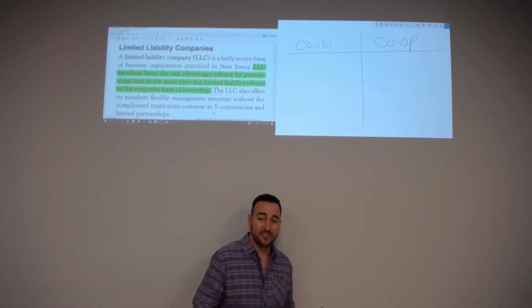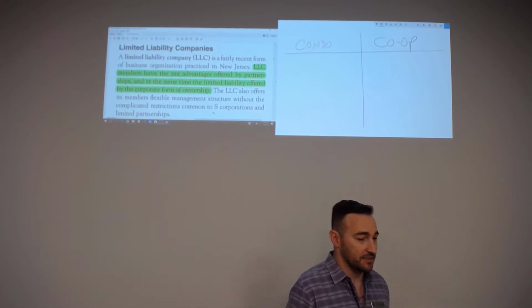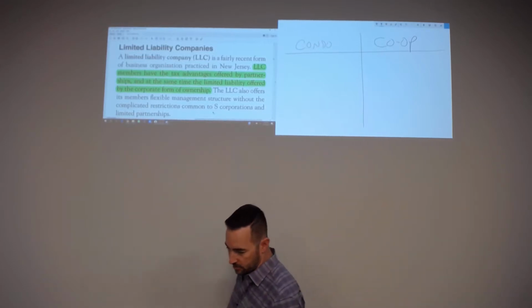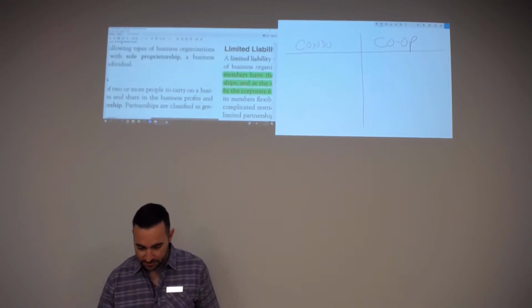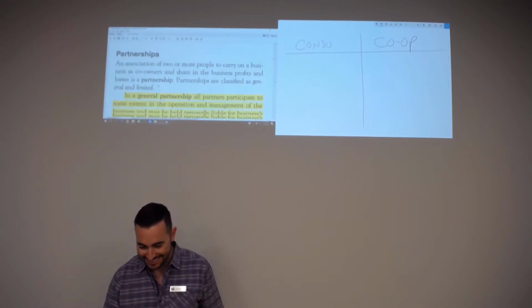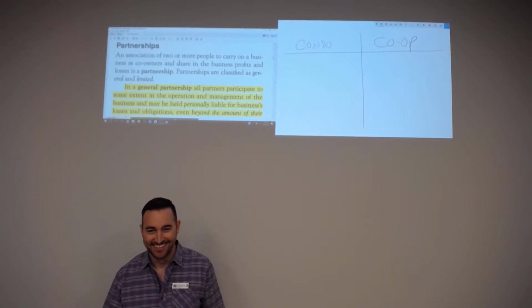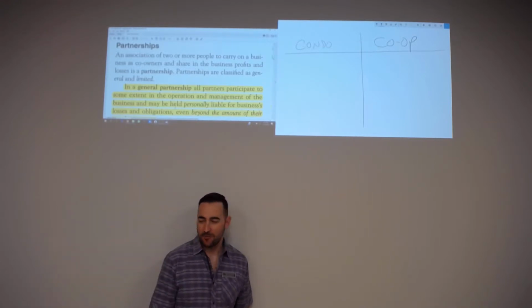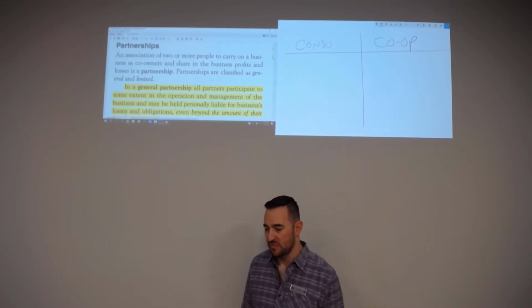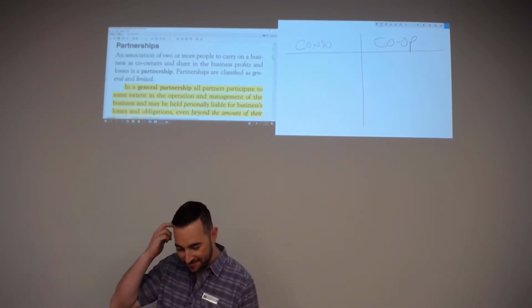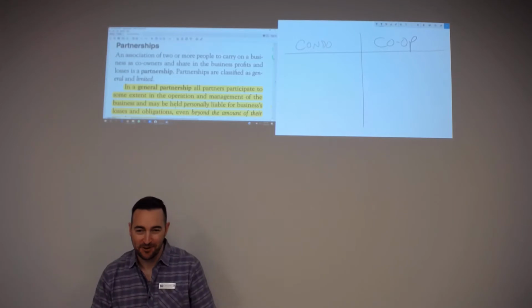Next, we have business forms of ownership. So we got LLCs. Oh, I'm sorry, actually, I skipped something. Partnerships. There's a reason I skipped partnerships. Sole proprietor is just you owning with a tax ID by yourself. So partnerships. There are two different types of partnerships.